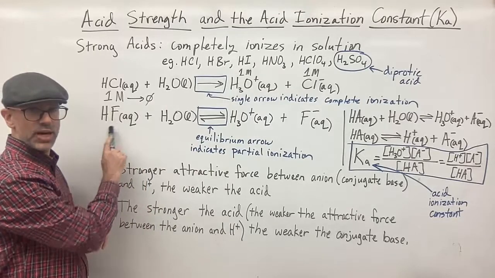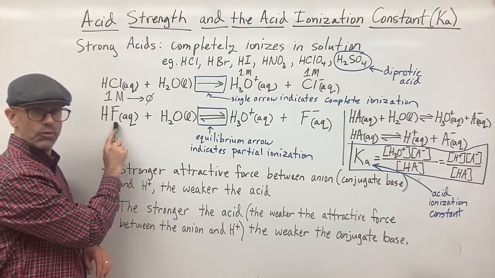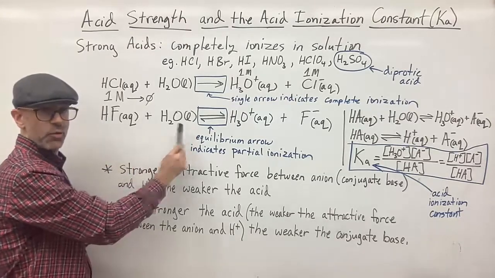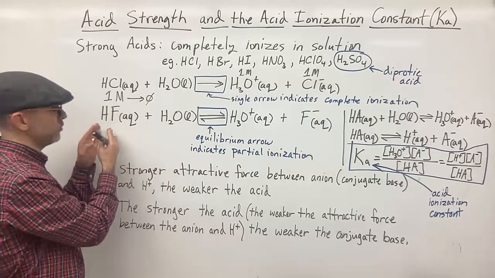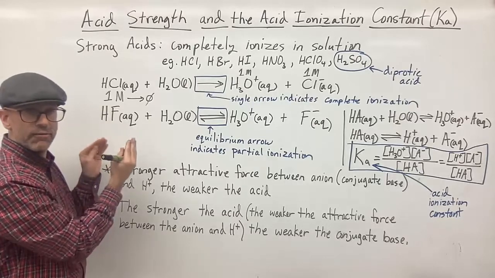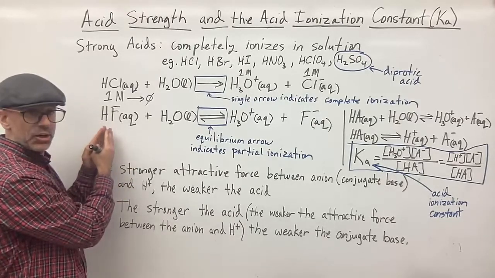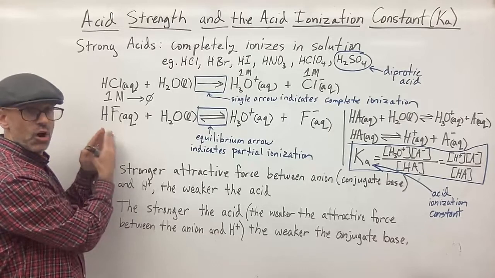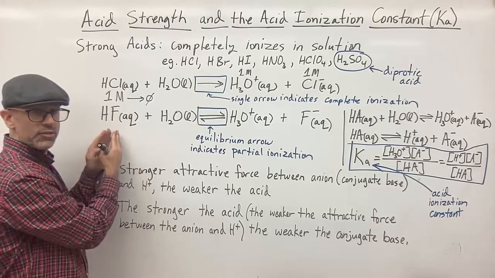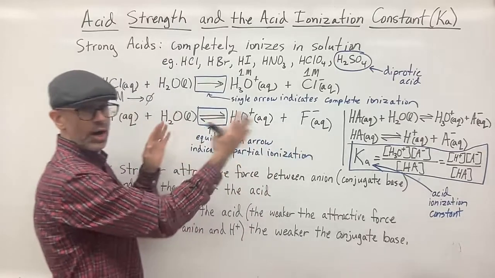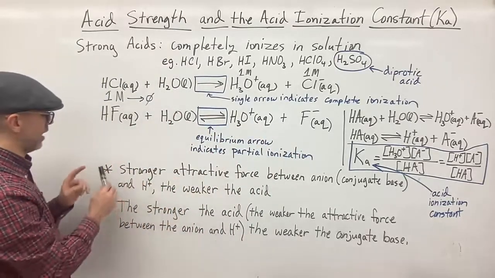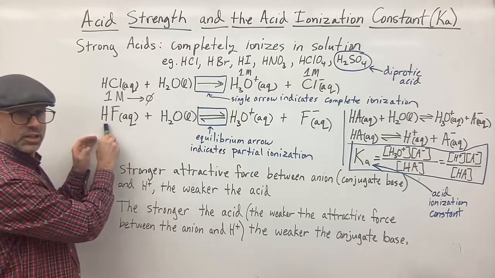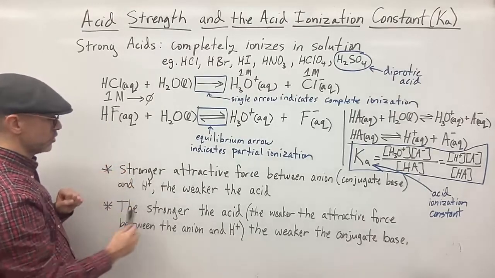Now, if you compare that to HF, the attractive force of the fluorine to the hydrogen is so strong compared to the attractive force of the water to these two that they're not going to come apart very easily in water. They're going to stay together because the attractive force is stronger. So here the attractive force between H and F is stronger, so they don't come apart very easily, and only a little bit is going to ionize in water. Here we see that the stronger the attractive force between the anion and the hydrogen, the weaker the acid.